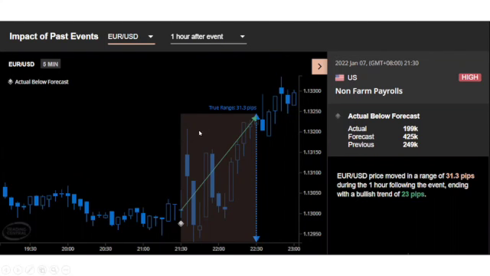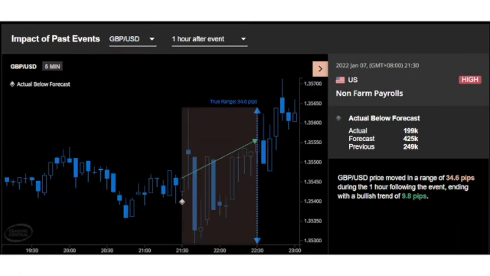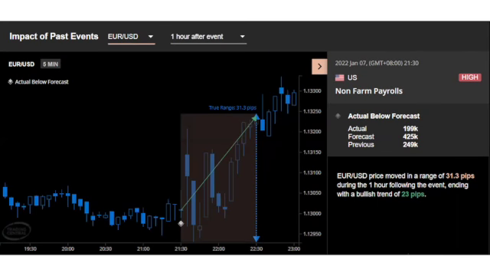This is followed by the Euro USD, 1 hour after the event. The Euro dollar moved about 31 pips. So the British pound was 34.6 pips, and the Euro dollar was around 31.3 pips. But the Euro dollar ended a bullish trend of 23 pips for this price. So definitely both currencies benefited from this data since the NFP was lower than the market expectations.